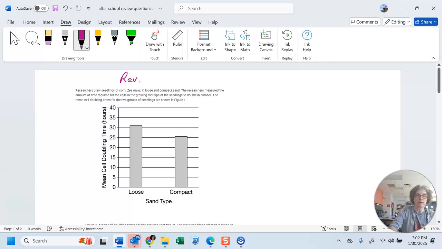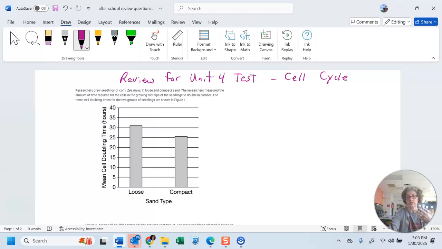For the Unit 4 test, which is on the cell cycle, which includes mitosis and the S, G1, and G2 phases and all of that, and also on cell communication, which is also part of this unit. Cell communication includes things like how hormones tell cells what to do, signal transduction pathways, and also the immune system.